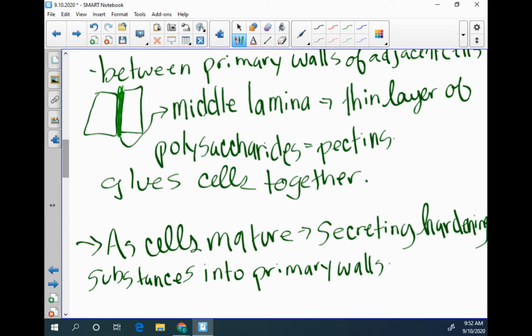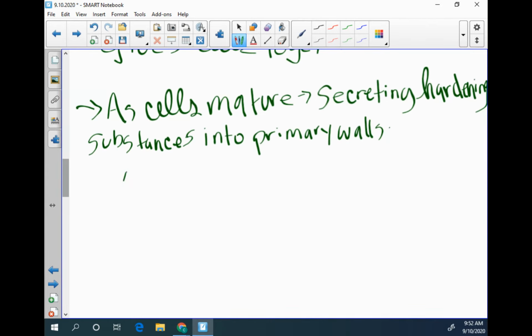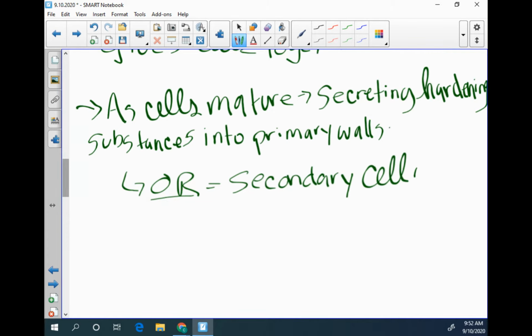So some of them just have primary walls. They get older, they need more structure. They put some more proteins and carbohydrates and all that jazz into that primary cell wall. It hardens up. We don't need to do anything else. Others create a secondary cell wall. Our secondary cell wall is between the plasma membrane and the primary cell wall.